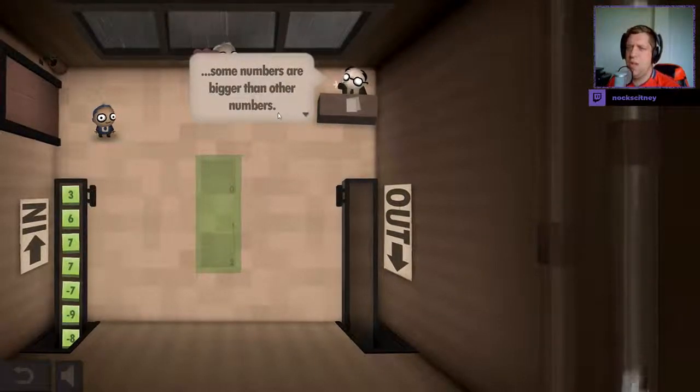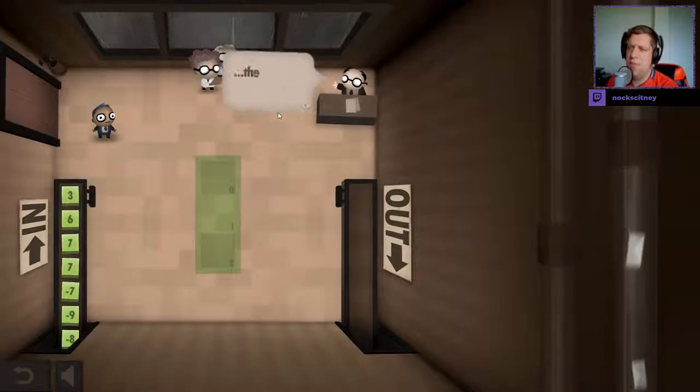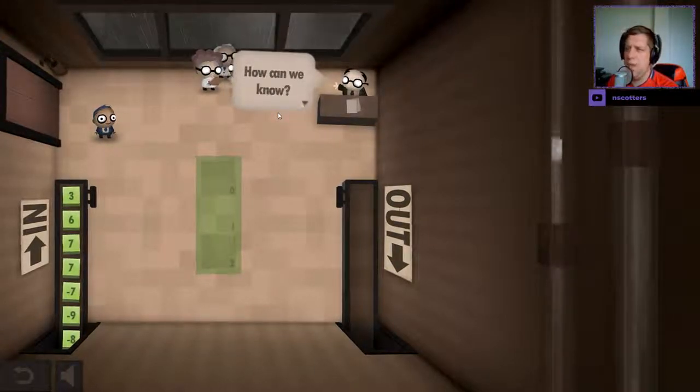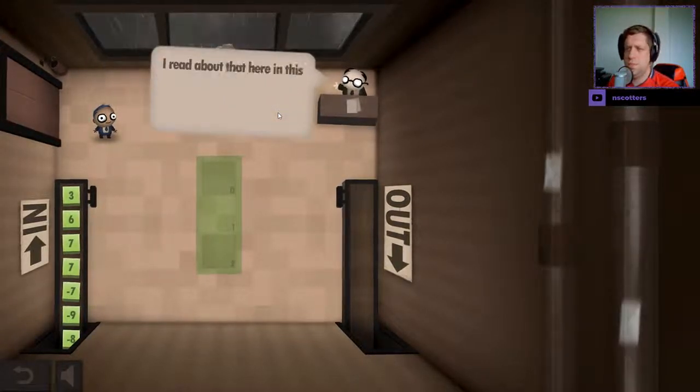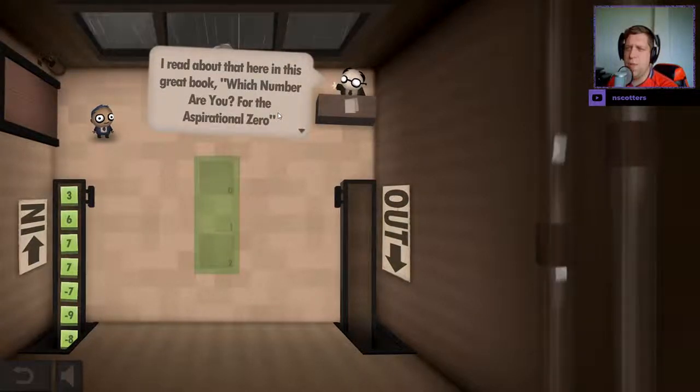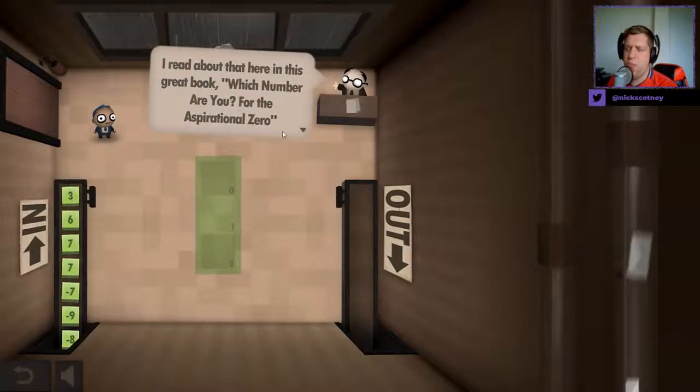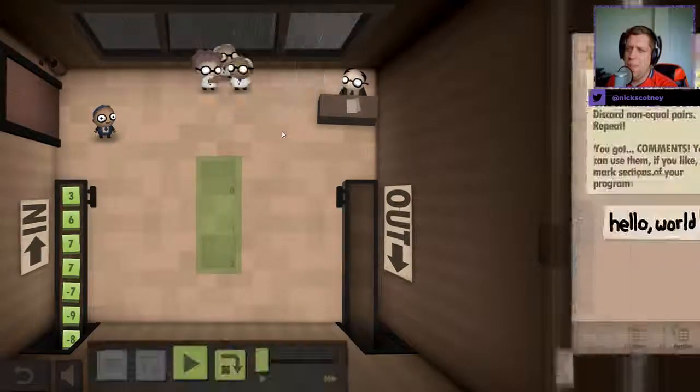Sometimes some numbers are bigger than other numbers. And sometimes they are the same. How can we know? I read about that here in the great book. Which number are you for the aspirational zero? You can borrow it later.